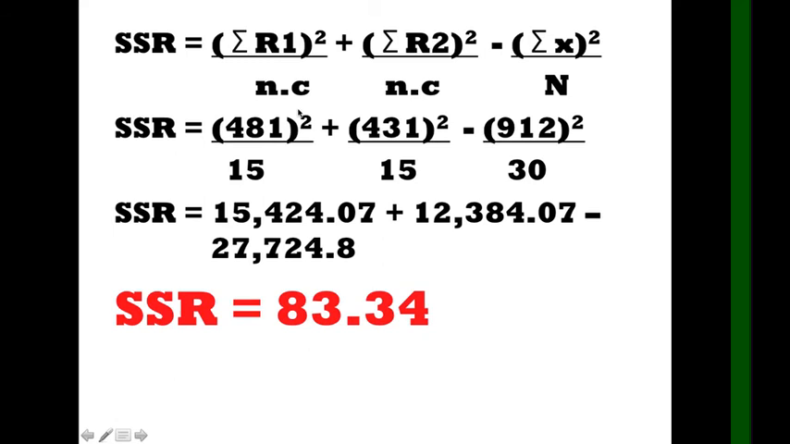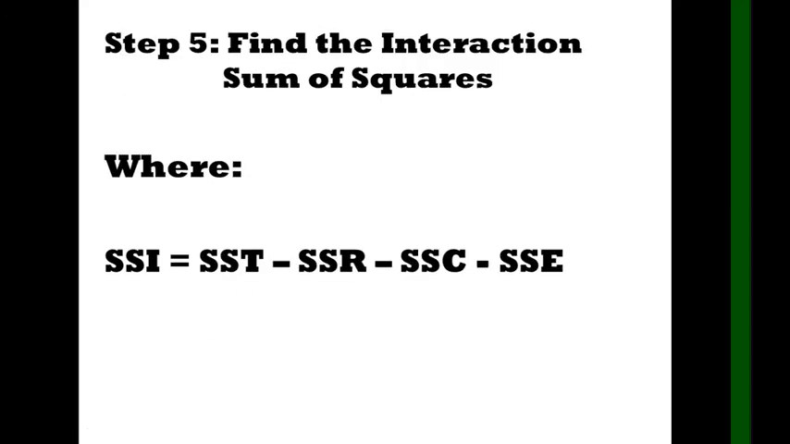So we have 481 squared over 15 is 15,424.07. And 431 squared over 15 is 12,384.07. Minus 912 squared over 30 is 27,724.8. Add this 2 minus 27,724.8 and you will get 83.34. So we completed SSR, SST, and SSC.